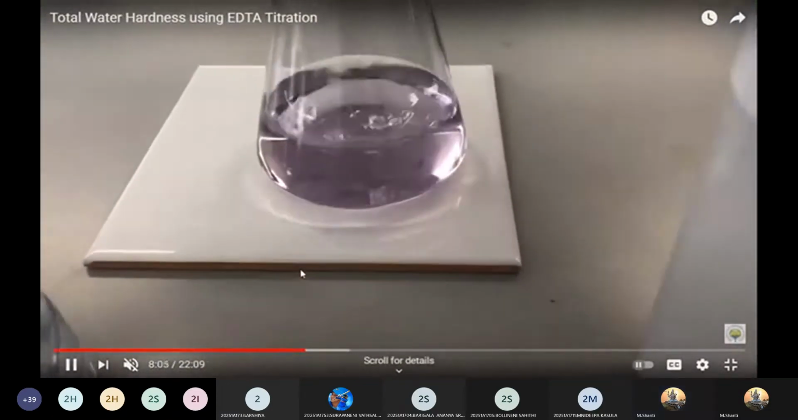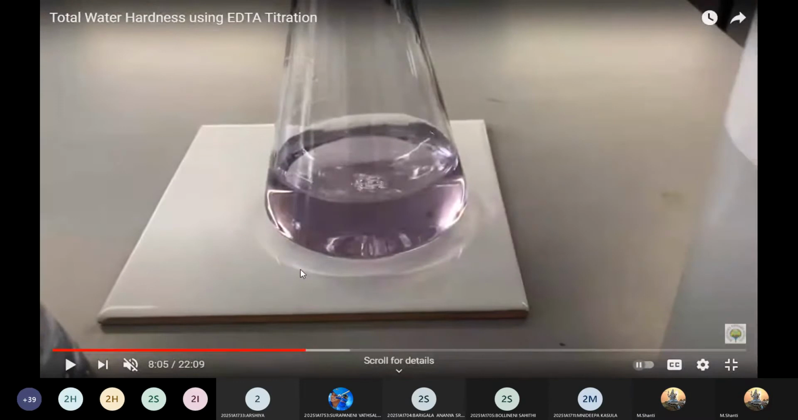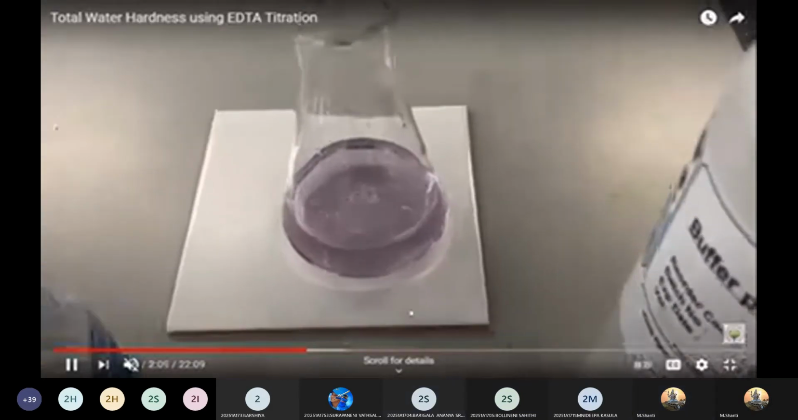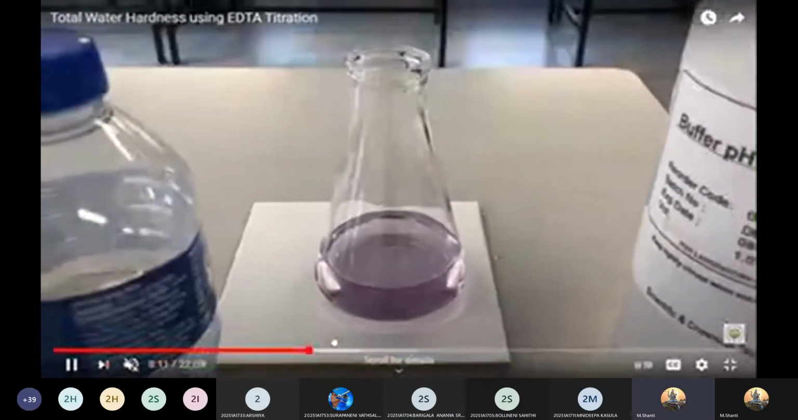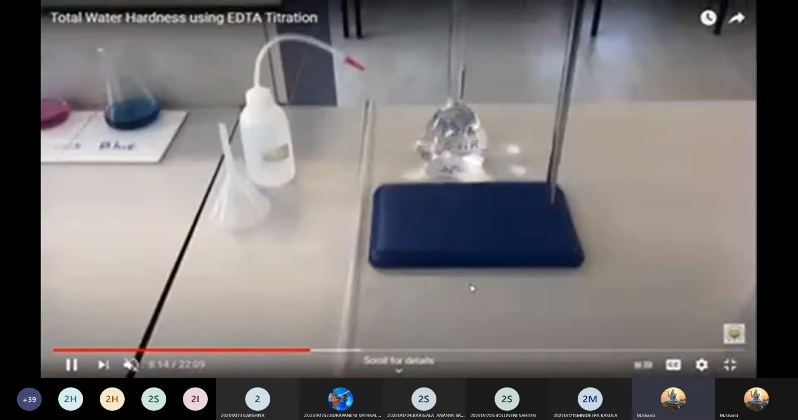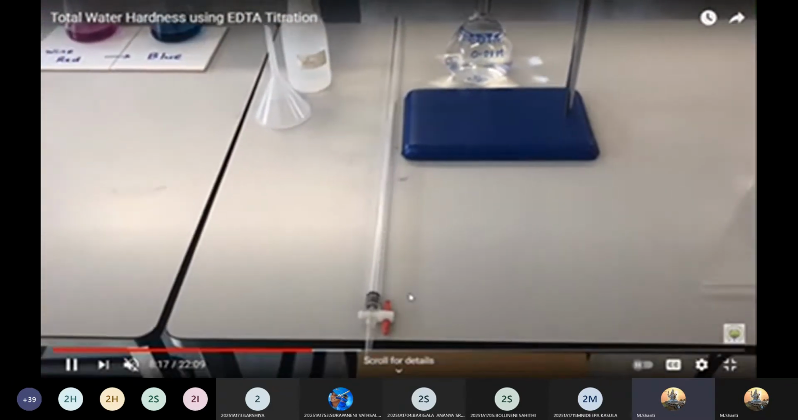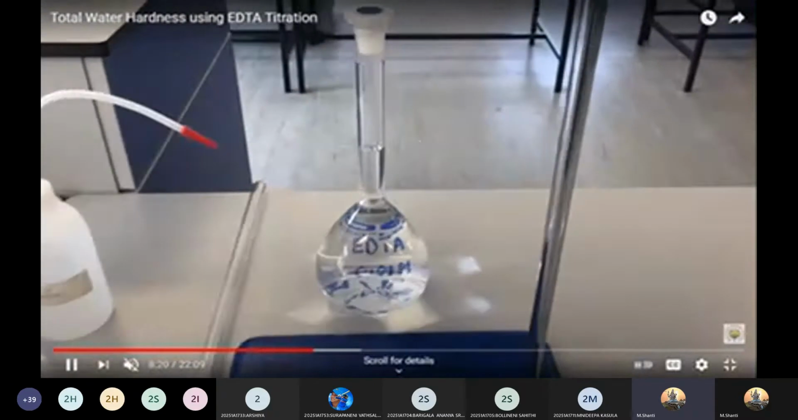What is the color here? Pale pink. No, this color is violet, already explained. Yeah, wine red. Violet. Good. This is the wine red color. This is called a tile. If you have a white background, then the color can be identified easily. This is the standard flask.